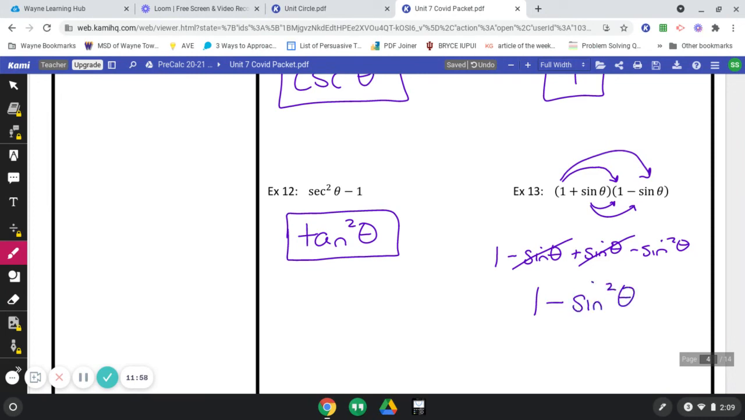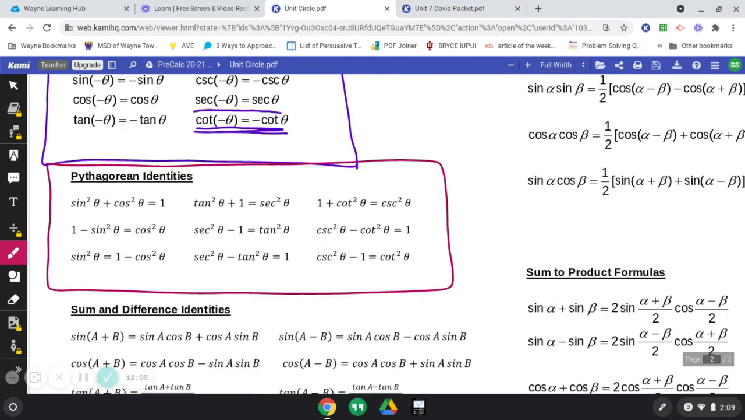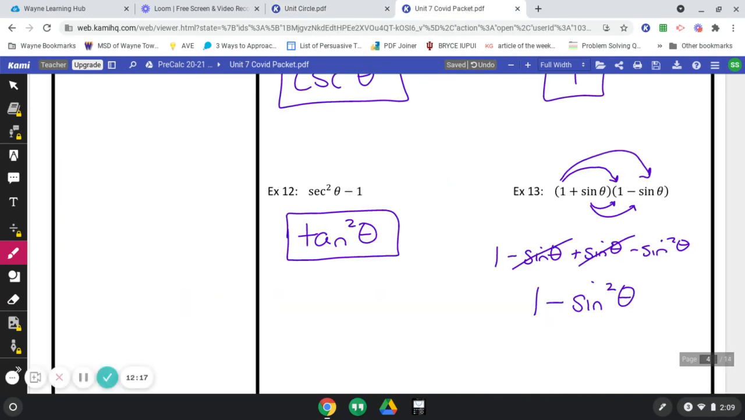Now that I'm back into squares, I can look at my Pythagorean identities. 1 minus sine squared. 1 minus sine squared. Here it is right here. 1 minus sine squared is going to be cosine squared. Cosine squared. And there's my final answer.